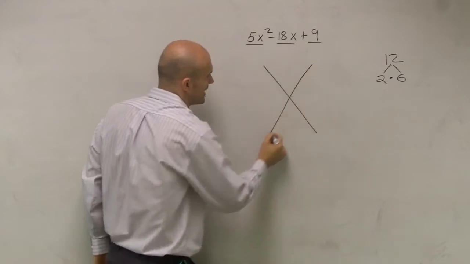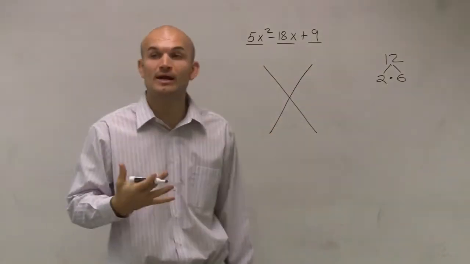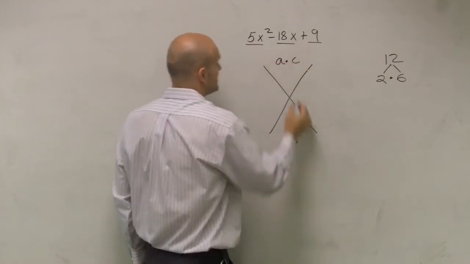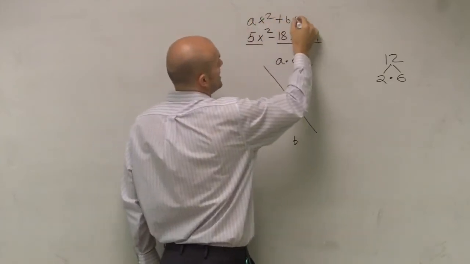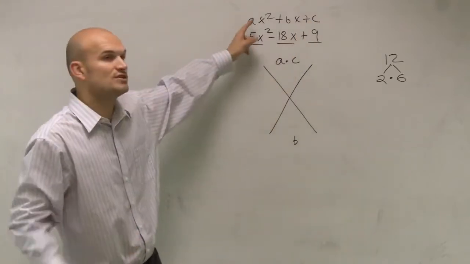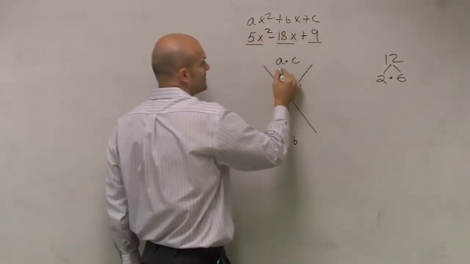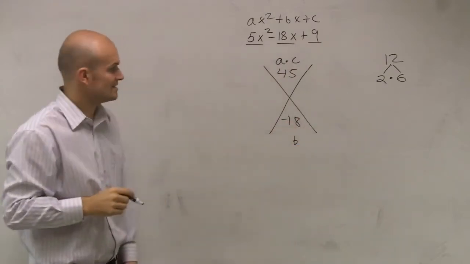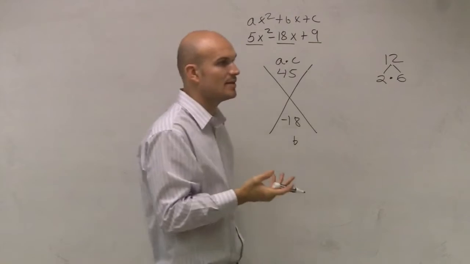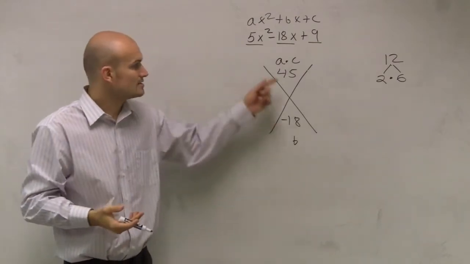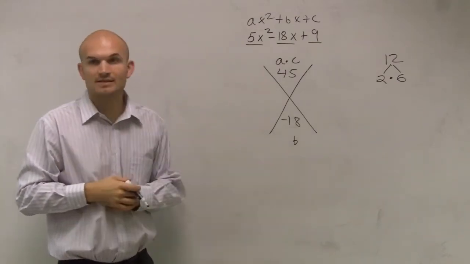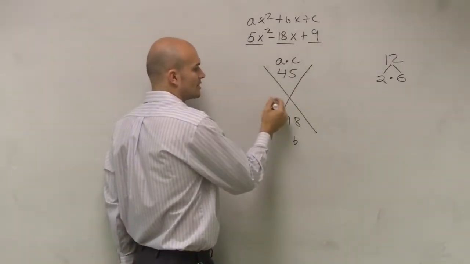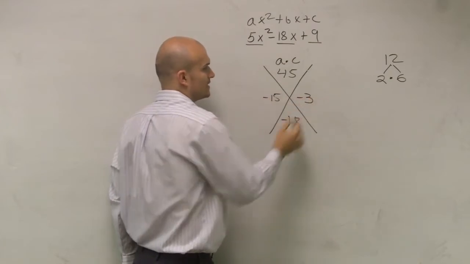So we're going to use a method that's going to help us figure out how we can rewrite it as a product, and that's going to be using our x. So in our x, we do a times c on top and b on the bottom, where ax squared plus bx plus c. So a is our coefficient of our x squared term. So I do 5 times 9, which is 45, and then I get a negative 18. So now I need to think about what two numbers multiply to give me a positive 45, but add up to give me a negative 18. Well, when you start looking through the multiples of 45, you're going to get negative 15 and negative 3, all right?